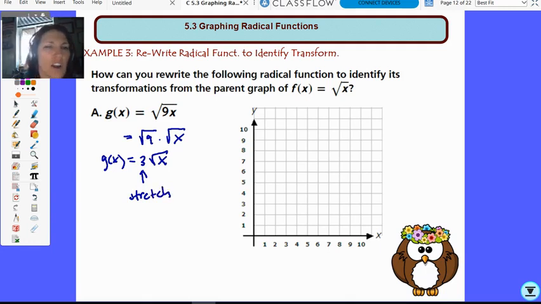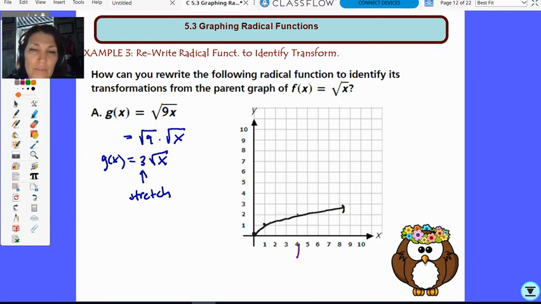Right? So we take our original parent function here: 1, 1, and 4, 2, and we graph that. Then we can take this function and stretch it all by 3. So this y value of 1 multiplied by 3 gives me 3.